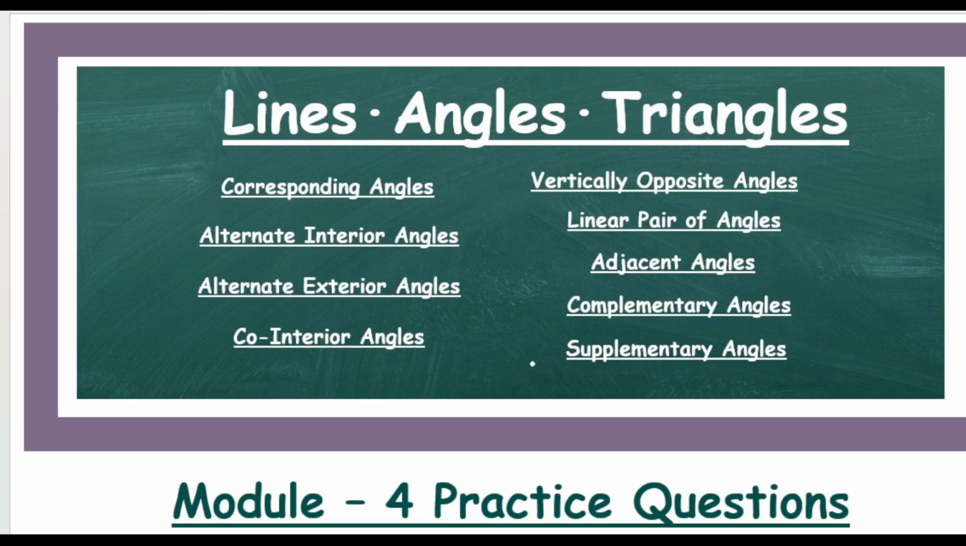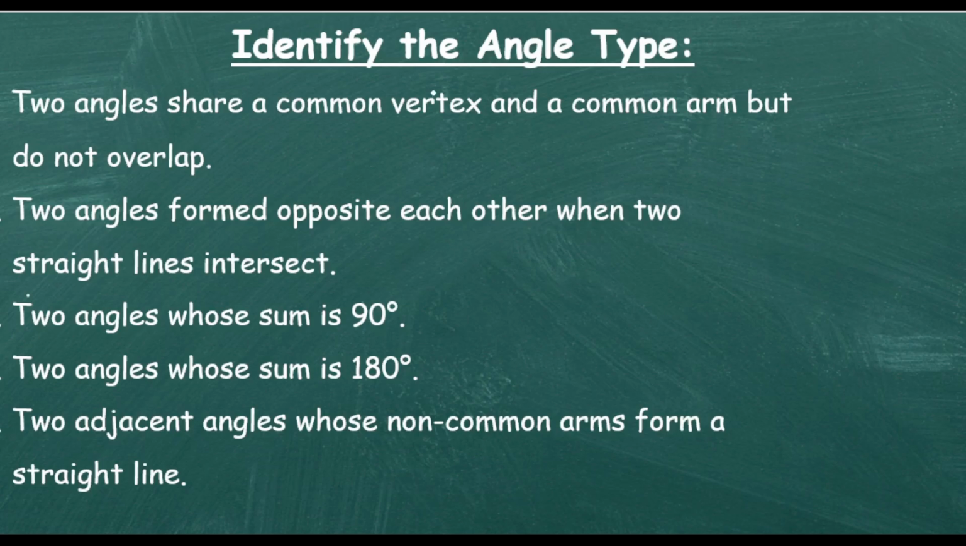We learnt all these angles. Time for some practice questions. Identify the angle type. Two angles share a common vertex and a common arm, but they do not overlap.